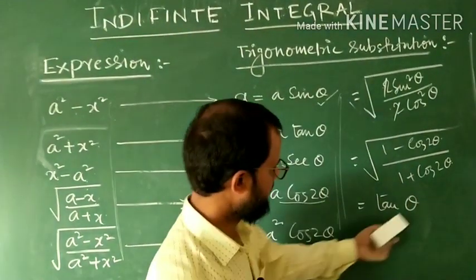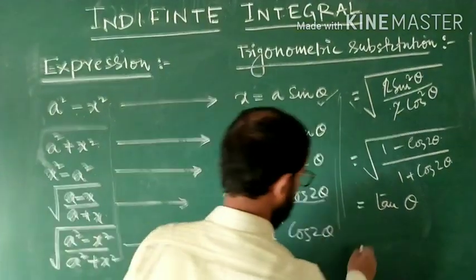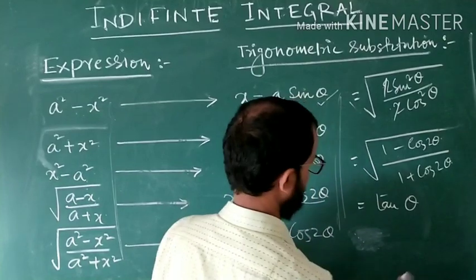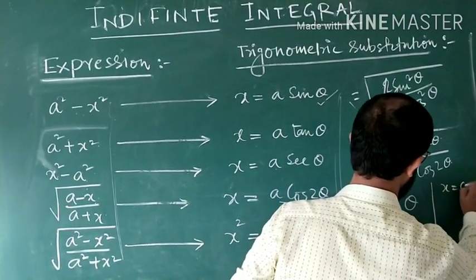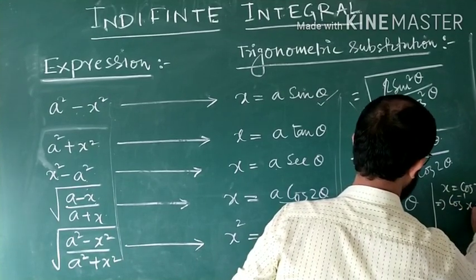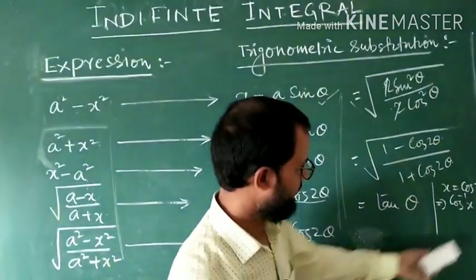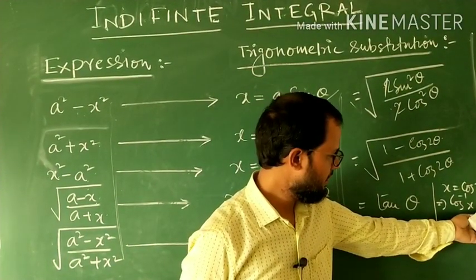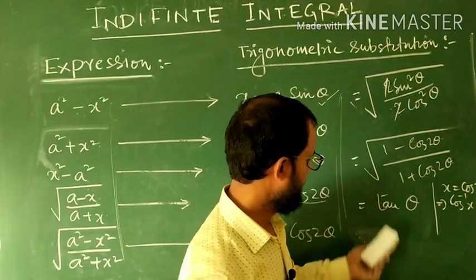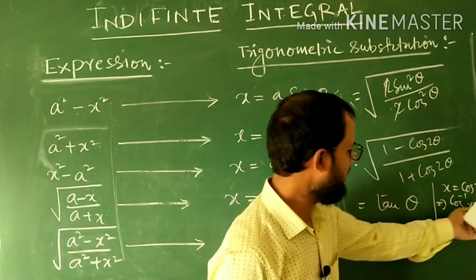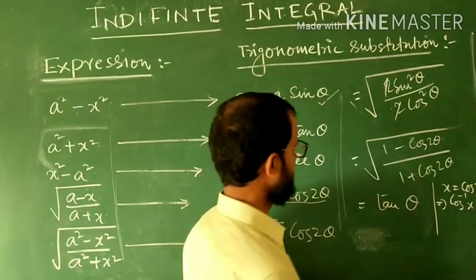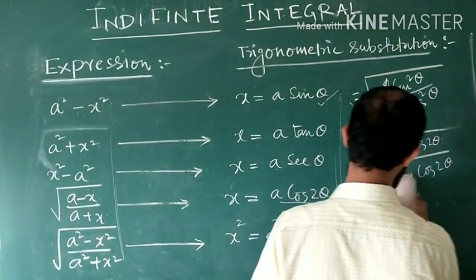Then you can replace theta, because your substitution is x equal to cos 2 theta. From here you can write cos inverse x equal to 2 theta, and from this expression you can calculate theta equal to half into cos inverse x. So you can replace tan theta by tan of half into cos inverse x. This type of expression is required for solving the integration easily.